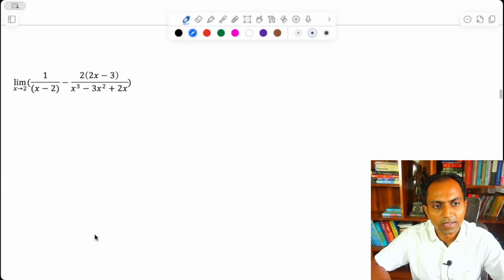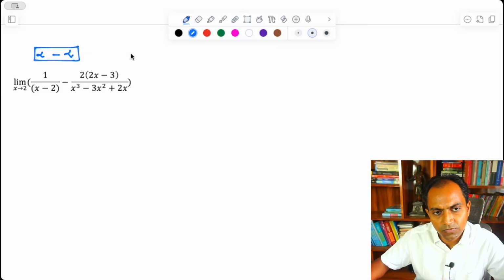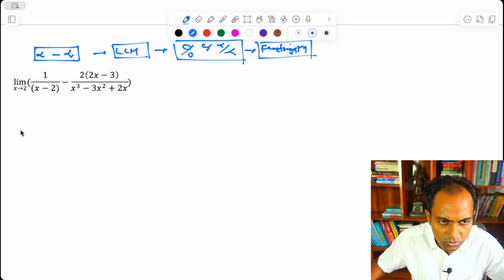Now here in this case, what is happening is, if I put the limits, this first term will become infinity, second will also become infinity. So this is infinity minus infinity. What happens is, when you take the LCM, this infinity minus infinity form will become either 0 by 0 form or infinity by infinity form, and then we can apply factorization and solve the question. This is the technique that we are going to use step by step.